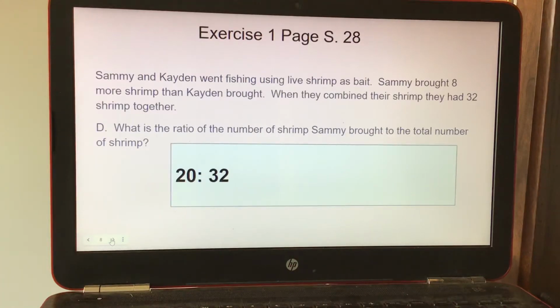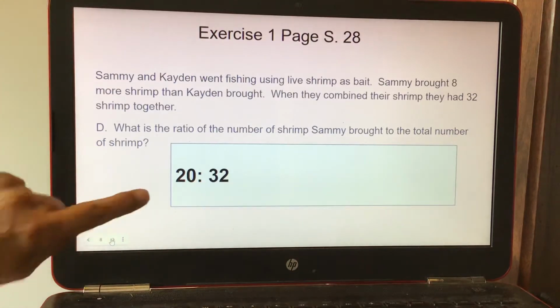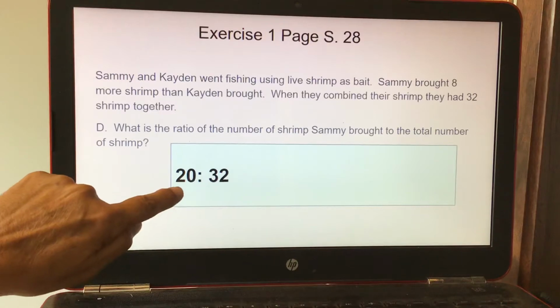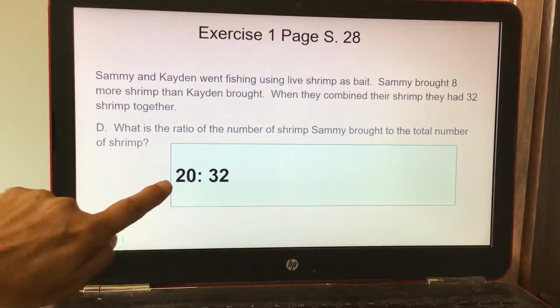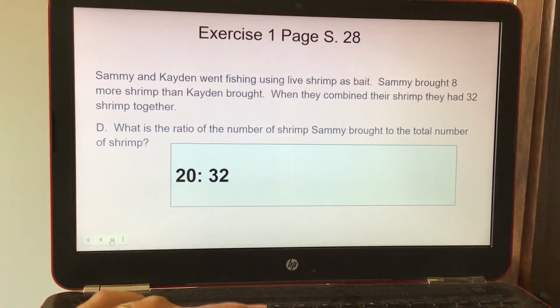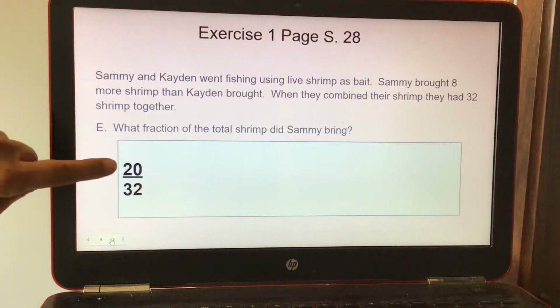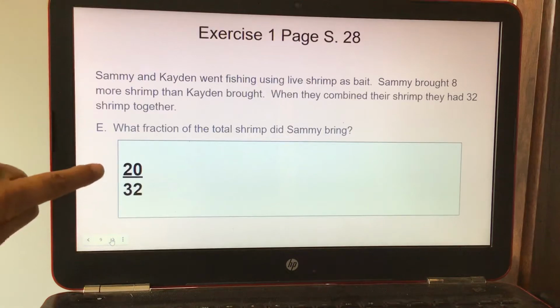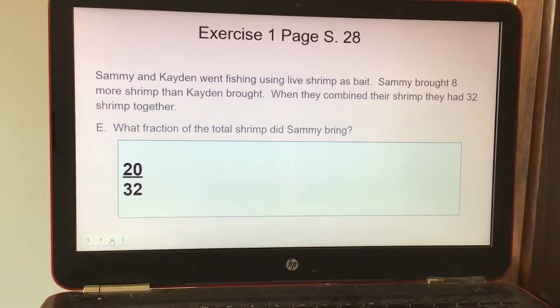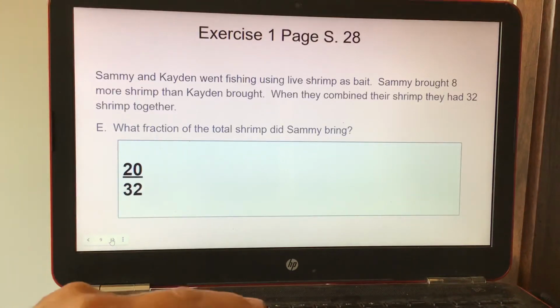D, what is the ratio of the number of shrimp Sammy brought to the total number of shrimp? Well, the total number of shrimp was 32 is what they told us, right? And we figured out that Sammy brought 20 of the shrimp. So whatever they said first, Sammy would be first, would be 20 to 32, the number of shrimp total. Then they ask you to write it as a fraction. So 20 is what Sammy brought, so that should be on top. That should be your first number, so that'd be your numerator. Your denominator would be 32, the total number of shrimp.